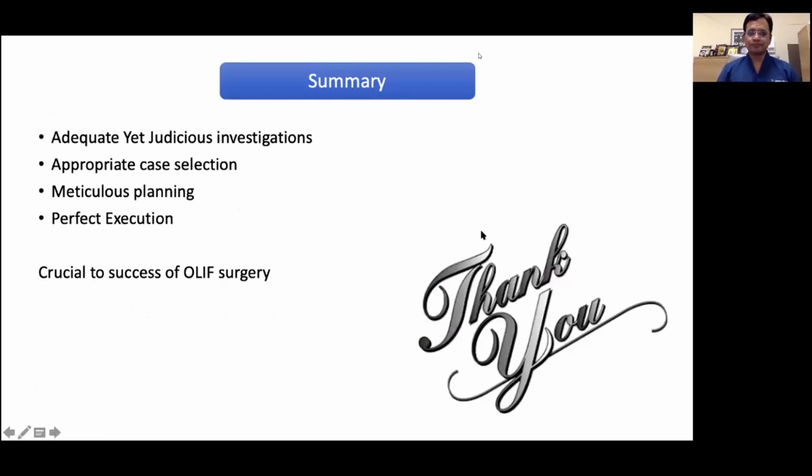So just to summarize, for a successful OLIF surgery: adequate yet judicious investigations, appropriate case selection, meticulous planning, as well as perfect execution. These are the cornerstones of how we need to plan, how we need to think, and how we can do a successful OLIF surgery.